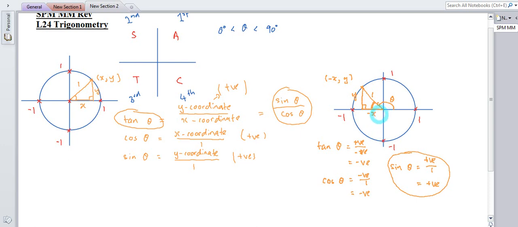For the third quadrant and the fourth quadrant, you can try. Let me try one more quadrant for you.